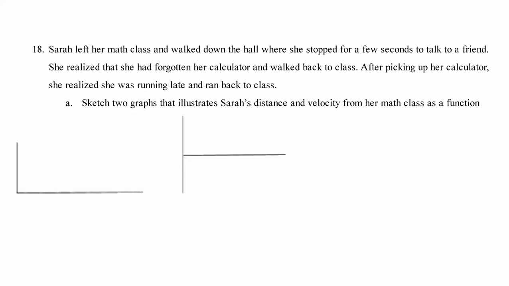Sketch two graphs that illustrate Sarah's distance and velocity from her math class as a function. So I think we're kind of leading to this one being position, or distance, and then this one being velocity. I say that because this one allows us to go in the negative direction, and we can have some negative velocity. We could have negative distance, but it would imply that we went back beyond where we started from, and that doesn't apply in this situation.